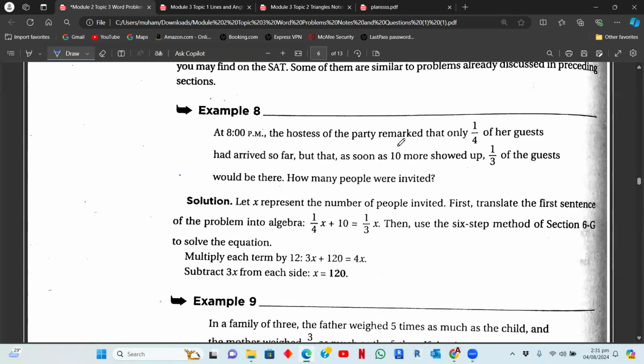At 8 p.m., the hostess of the party remarked that only one-fourth of her guests had arrived so far, but that as soon as 10 more showed up, one-third of the guests would be there. How many people were invited? At 8 p.m., the number of guests present was 1 by 4. Let's say the total number of guests was X, so 1/4 of X were there. When 10 more people arrived, the total number of guests reached one-third of X. They're asking what's the value of X, the total number of people that were invited.